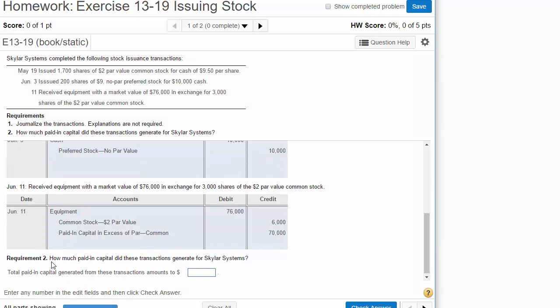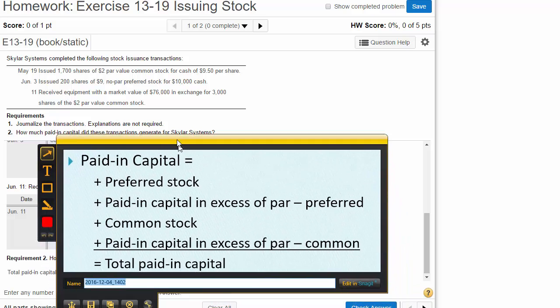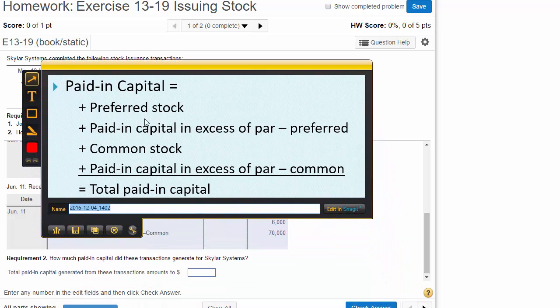All right. Now it's asking us in requirement 2, how much paid-in capital did these transactions generate for Skylar Systems? Now remember, paid-in capital is simply preferred stock plus the paid-in capital in excess of par for the preferred, and then the common stock plus the paid-in capital in excess of par.